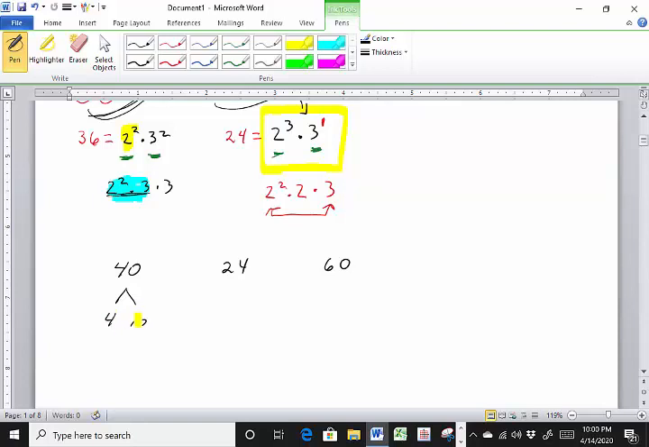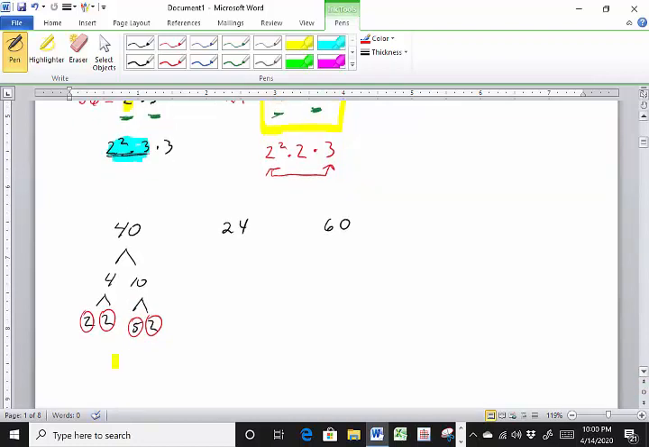4 times 10, 4 is 2 times 2, 10 is 5 times 2. Okay, so these are all prime numbers, right? So 40 can be written as 2 cubed times 5, right? And then 24, that's going to be 6 times 4, 3 times 2, 2 times 2. So this can be written as 2 cubed times 3.